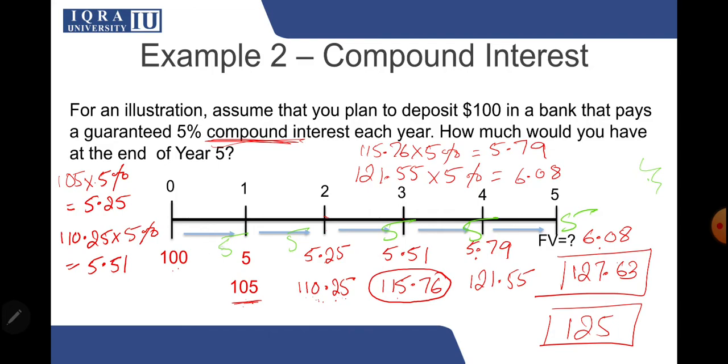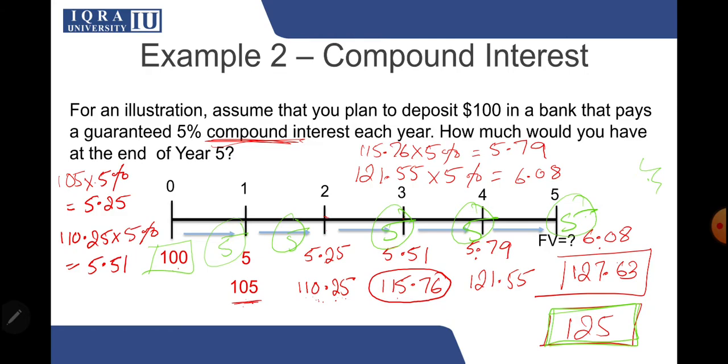Over here, in simple interest, you get the same interest every year, because in this case your principal amount remains the same. So every time you get interest on this 100 only. That's why 125 was your total amount at the end of the fifth year.